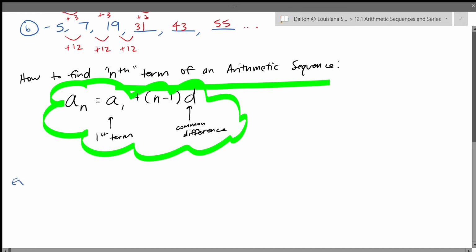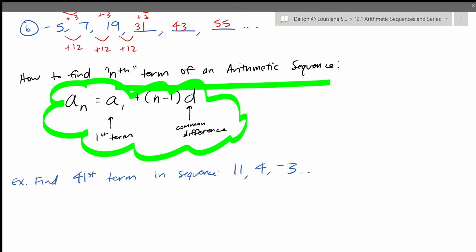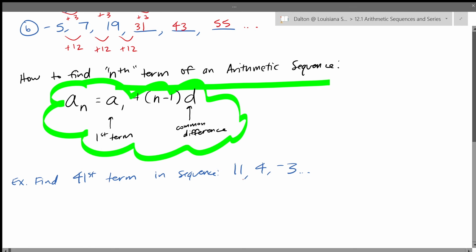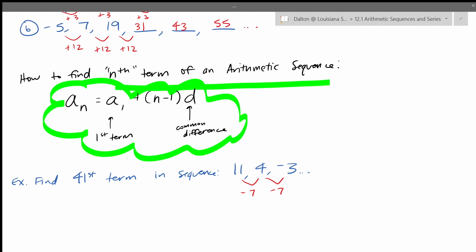So for example, I want you to find the 41st term in the sequence given by 11, 4, negative 3. So again, I don't want to discredit problem solving. Y'all could easily figure this out. You would just continue writing this pattern. So to get from 11 to 4, we're subtracting 7, right? And then 4 minus 7 gets you negative 3. So I could just keep subtracting 7 from all of my numbers until I've done it 41 times. Or I can follow the formula that we just circled up there in green.